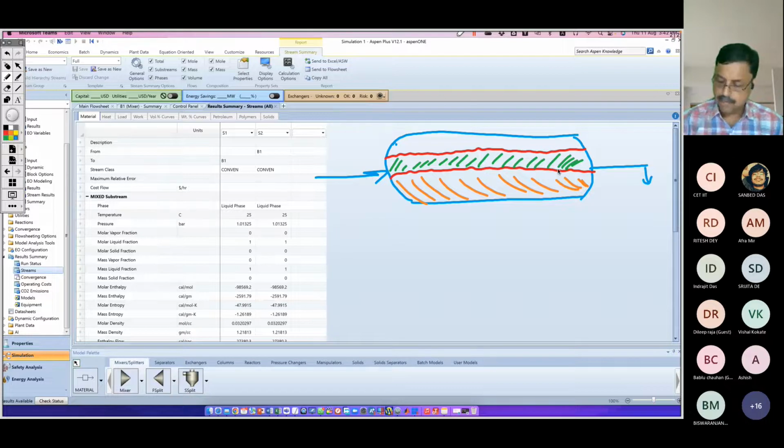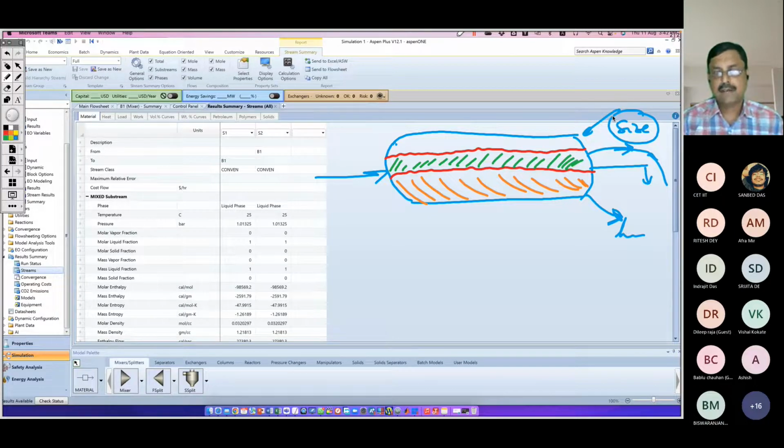So what Manik is asking is how to calculate the size of this decanter. Now, Aspen doesn't calculate the size. Aspen has its own limitation. Aspen will tell you how much flow rate will be this side and how much flow rate will be at that side, because this is the heavier liquid and this is the lighter liquid. Aspen will tell you only that. So for size calculation, you may have to go for the fluid static.